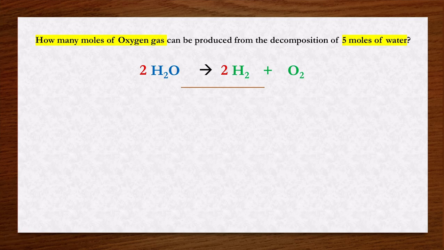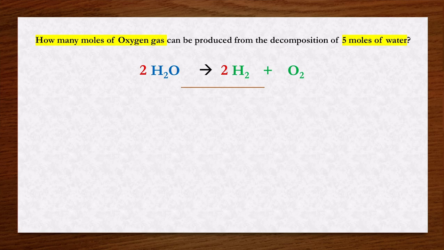This is a very simple problem. It says: how many moles of oxygen gas can be produced from the decomposition of 5 moles of water? Although I did say this was a simple question, there's a tiny bit of fluff in here, basically the phrase "from the decomposition of 5 moles of water." Sometimes these problems are loaded with lots of fluff that makes you feel like you've got to do something extra special to solve them. But the only thing you really need to focus on is identifying what is being given to you and what you're being asked to find.